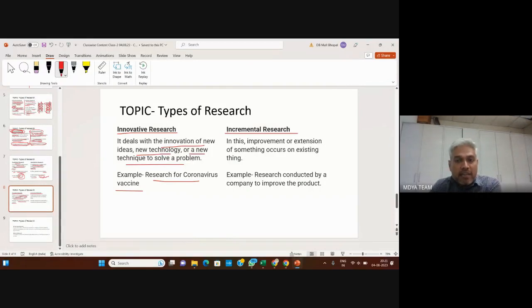And incremental research is an improvement or extension of something that occurs on an existing thing, right? Like some devices are already made, and some advancement or additional thing happens with it, that is called incremental research. So an example is research conducted by a company to improve the product. This is incremental. Many companies use this type of research for their products.